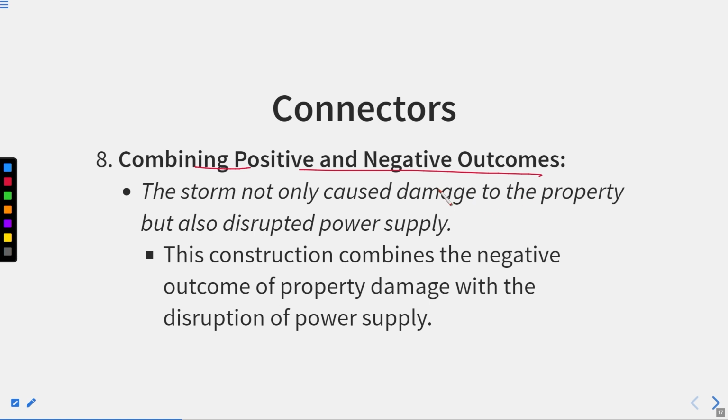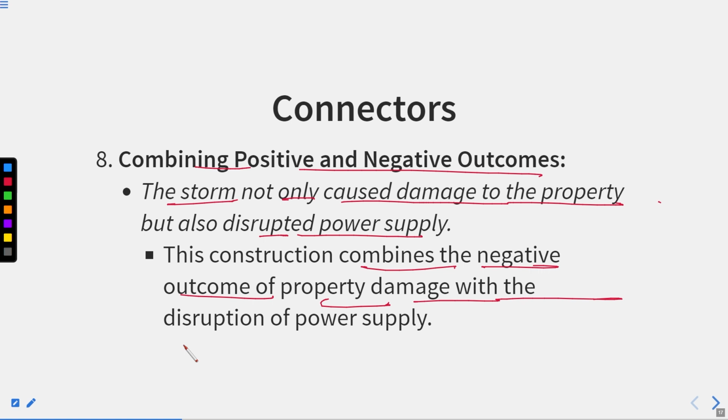Combining positive and negative outcomes: this storm not only caused damage to the property but also disrupted power supply. It means there are two actions that have occurred because of a storm. First of all, there was a storm that caused damage to the property, and another thing created by the storm was disrupted power supply. This construction combines the negative outcomes of property damage with the disruption of power supply. So these two negative combinations can be made. It means two negative things can be included in the single sentence using not only but also.